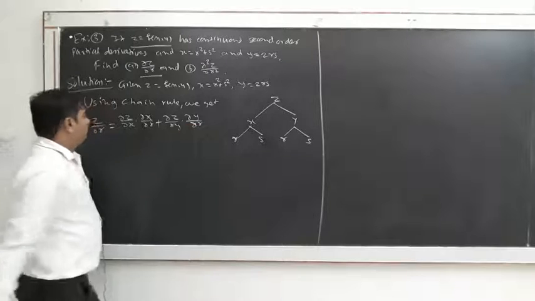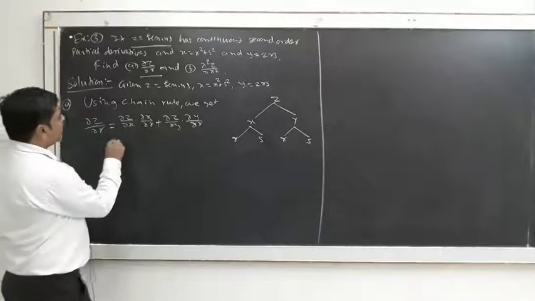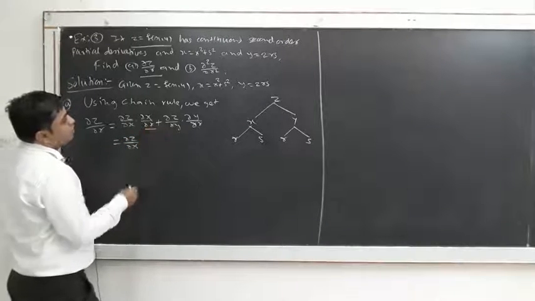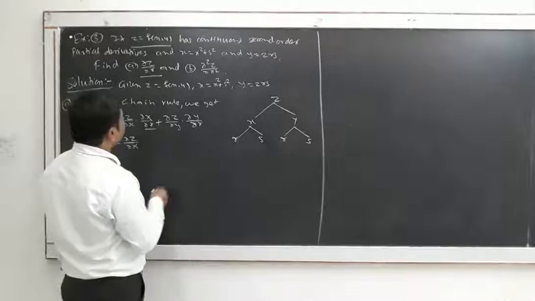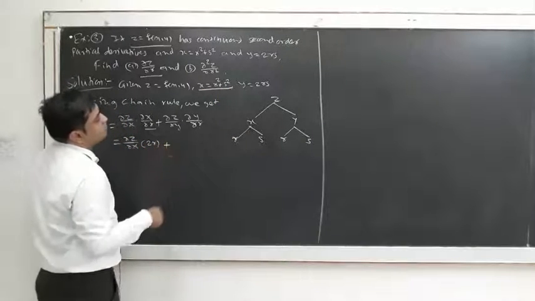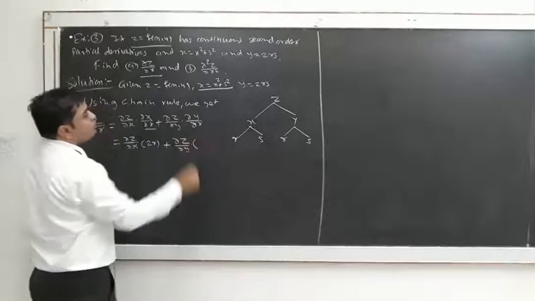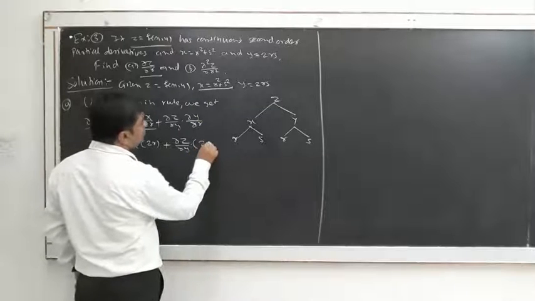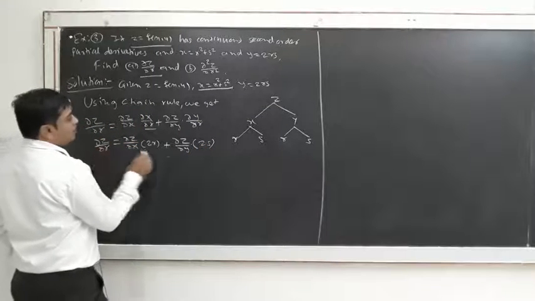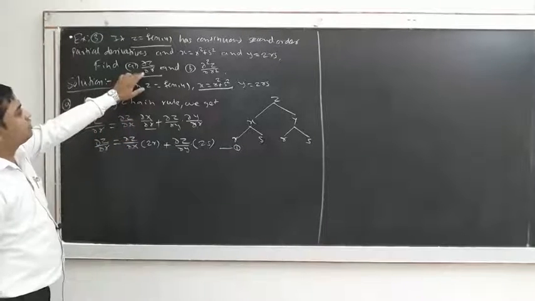Okay, now what we are getting is this: ∂z/∂x into ∂x/∂r. What is the value of ∂x/∂r? It should be 2r, plus ∂z/∂y. Put the value of ∂y/∂r, it is 2s. So this is our ∂z/∂r. This is our equation number 1. So we solved the first part.